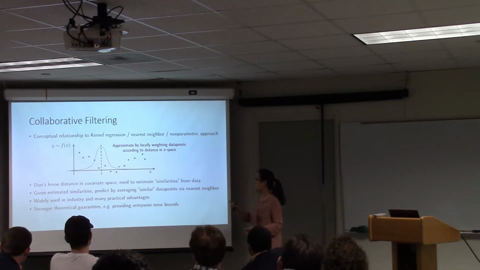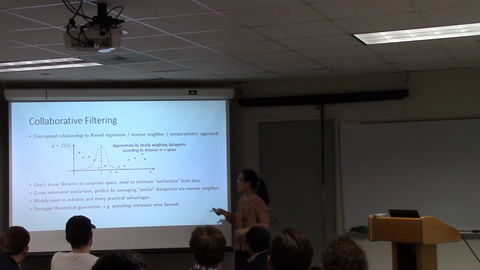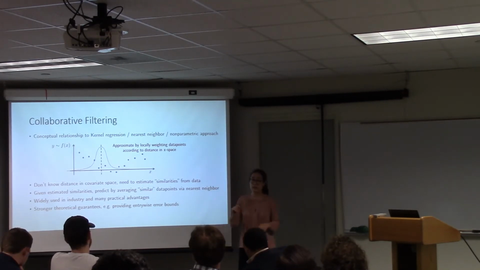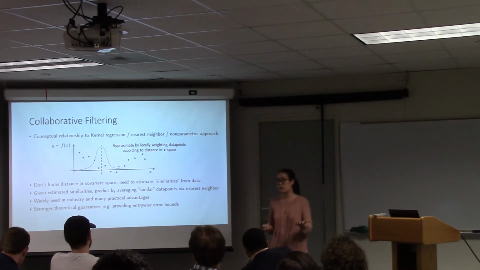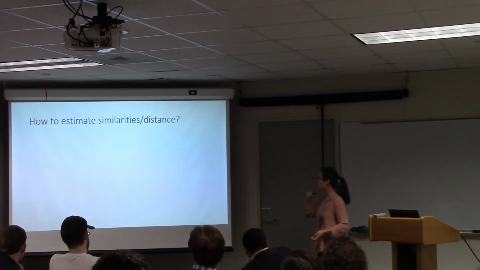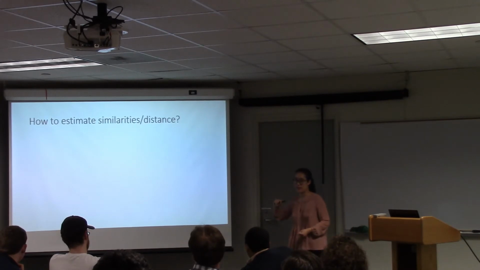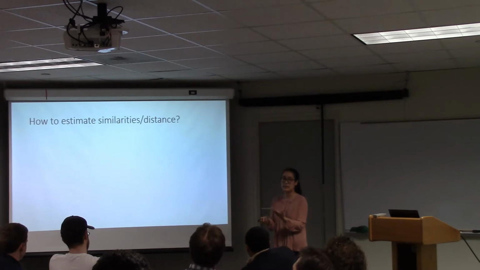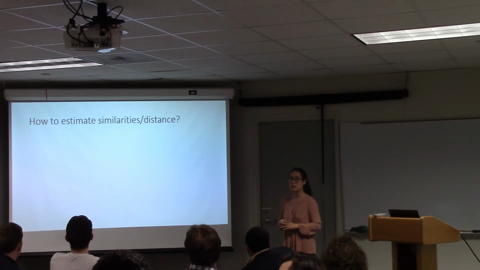In fact, in our analysis of this method, we can show stronger theoretical guarantees, in the sense that we can provide entry-wise error bounds, as opposed to many other methods that provide error bounds in aggregate. Okay, so the key question we have to answer to design this algorithm is how do we go about estimating these similarities and distances from the data?